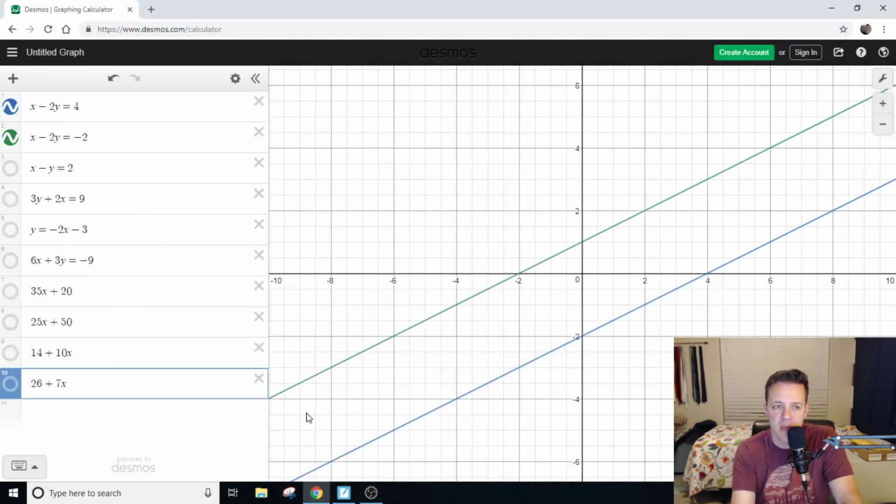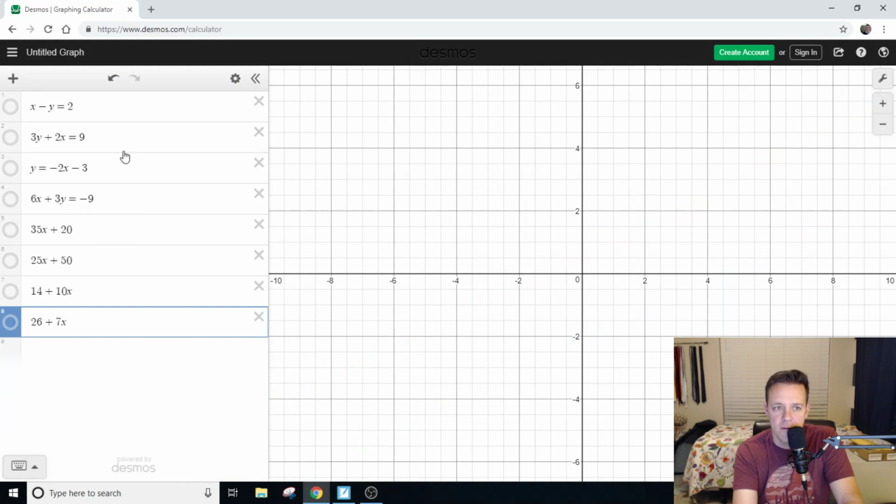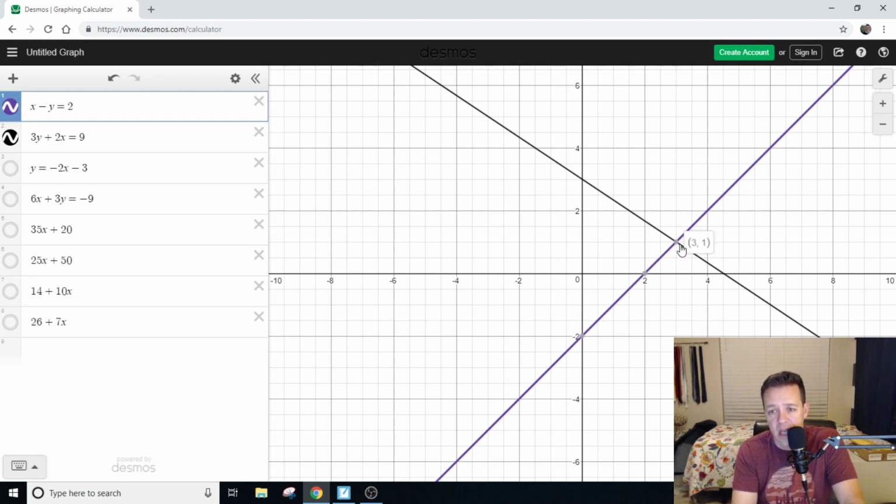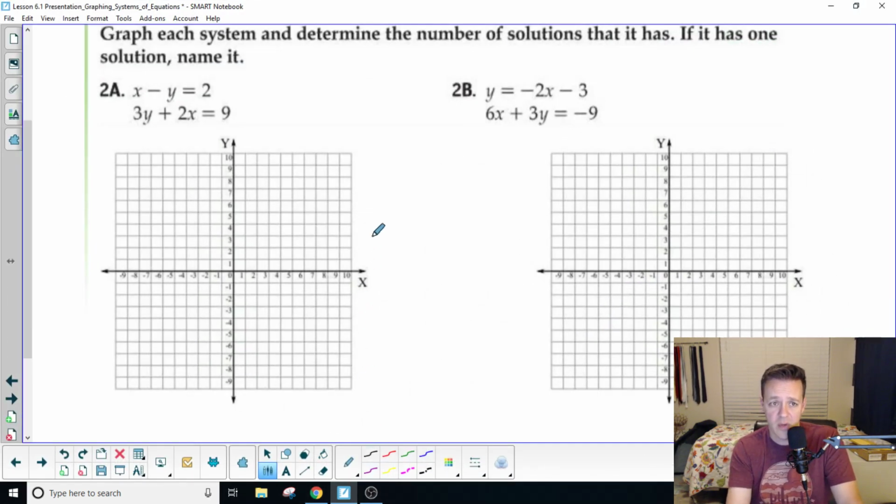Hopefully you paused the video and you're checking it yourself. Simple enough. Graph the next two. This one actually has a solution. The cool thing about Desmos is that I do want you to put this in your notes when you graph it, but Desmos will bring the point up for you, so you can click on the intersection. Does this have a solution? Yes. This is consistent and independent. That's one thing I want to make sure you know.